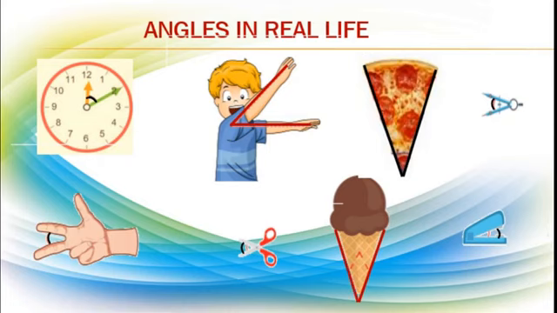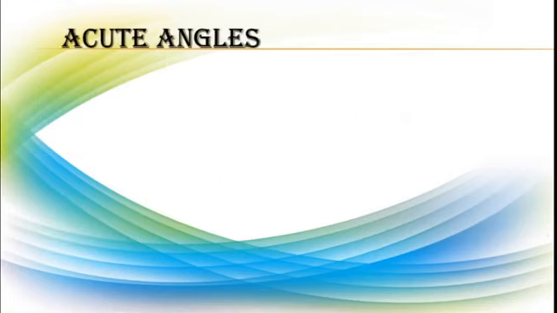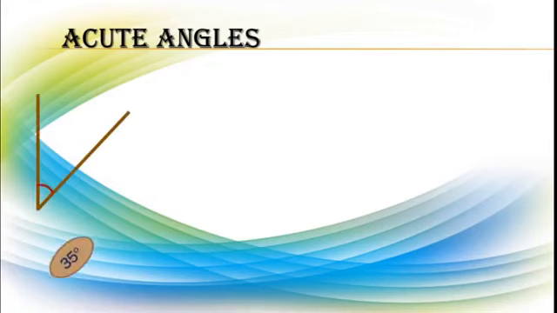90 degree means nothing but L, capital L. Okay, these all show that they are less than 90 degree. So these are called acute angles. Remember the word acute. Acute angles. See, some more examples we will see here. We will draw acute angles.